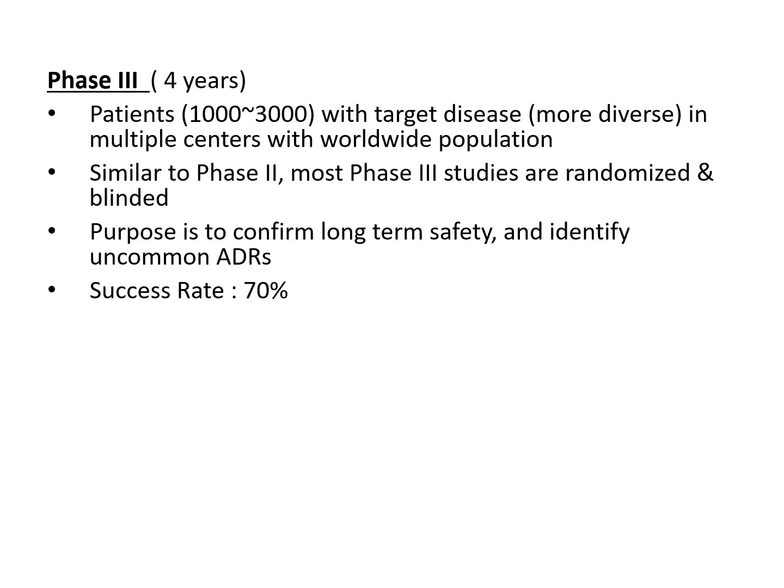Phase 3 trials are conducted with several thousand patients in multiple centers worldwide. Similar to phase 2 clinical trials, most phase 3 studies are randomized and blinded. Since phase 3 trials are carried out on a larger population and over a longer duration, it can provide data on long-term safety and identify uncommon adverse drug reactions. Approximately 70% of drugs that enter phase 3 trials will successfully enter the market.